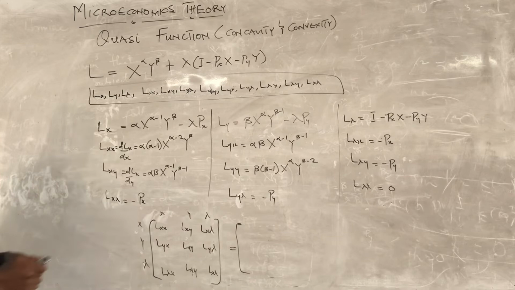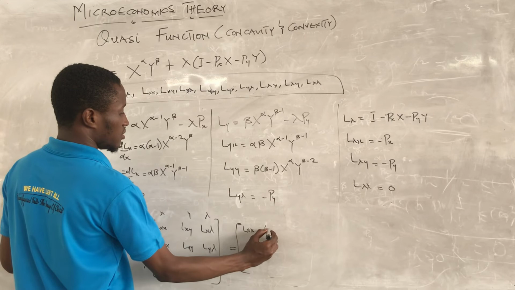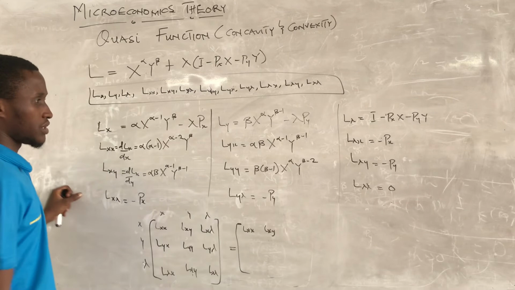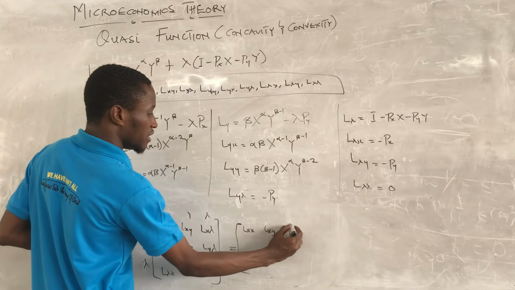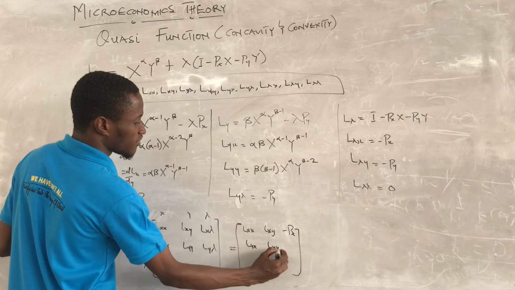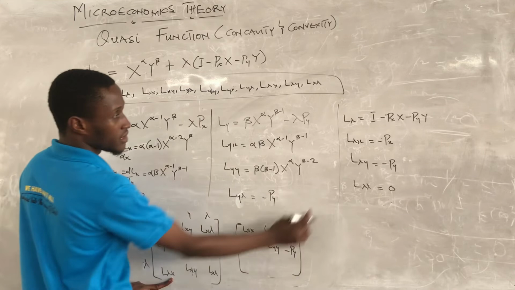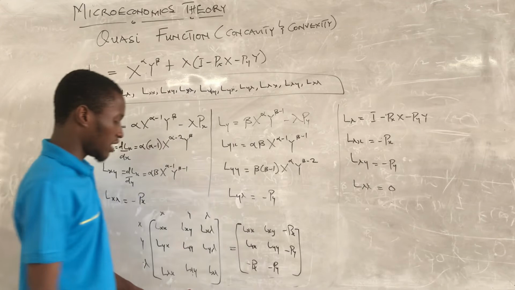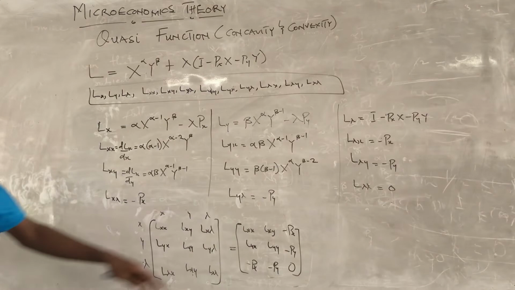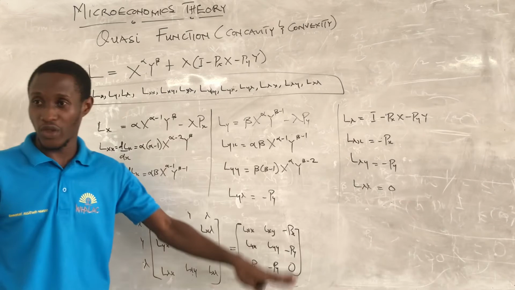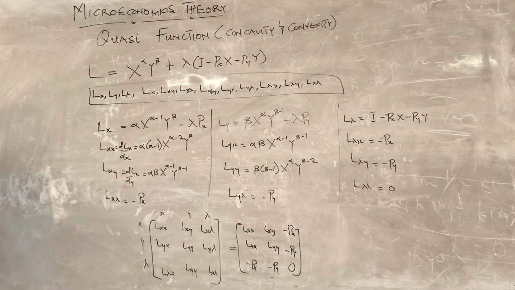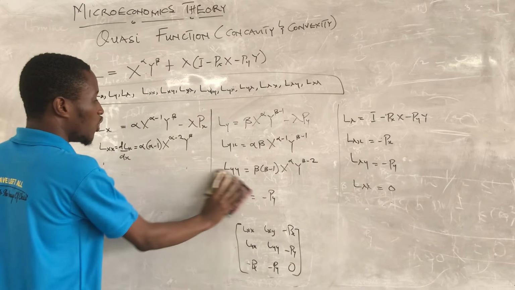So now I will just maintain the Lxx, then Lxy, then Lx lambda, which was minus Px, so I'll put minus Px. And I have Lyx, Lyy, then Ly lambda, which was minus Py. Then I will have the lambda row: L lambda x was minus Px, L lambda y was minus Py, then L lambda lambda was 0. So now we have this matrix. What we are supposed to do is to find the determinant of this 3x3 matrix. That's where the problem lies. So if you are not good at finding the determinant of a 3x3, you can go and watch the video on the determinant of a matrix.